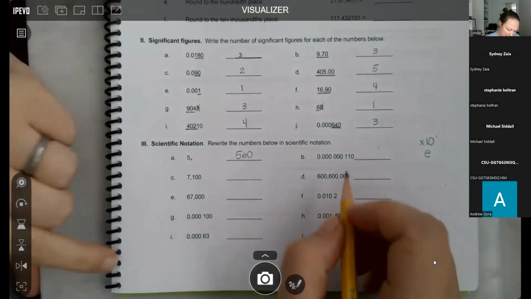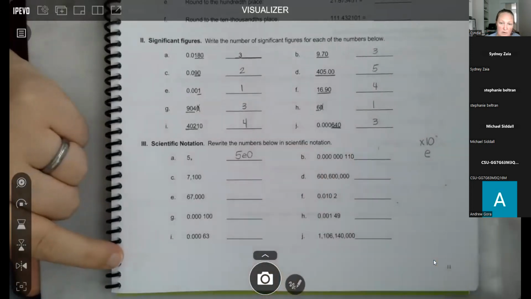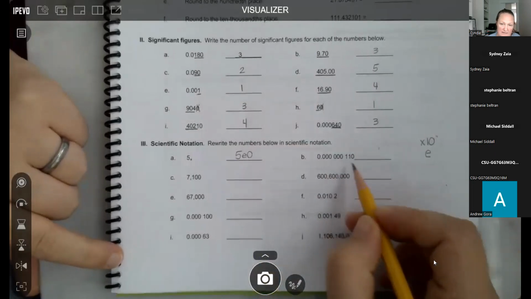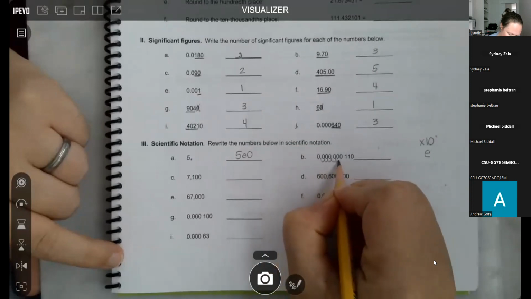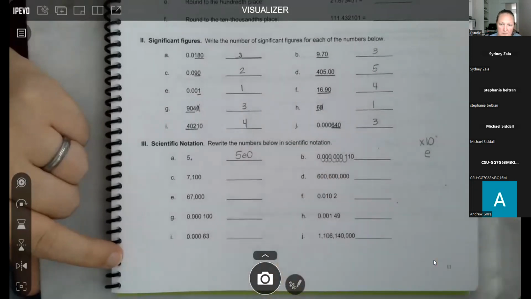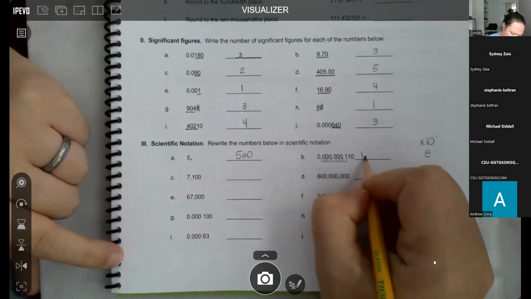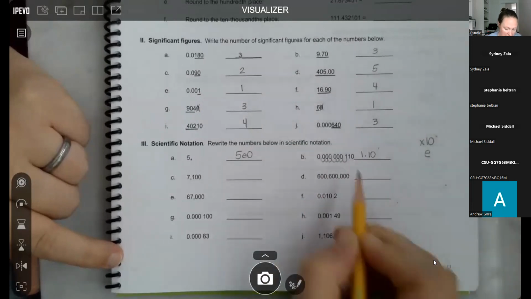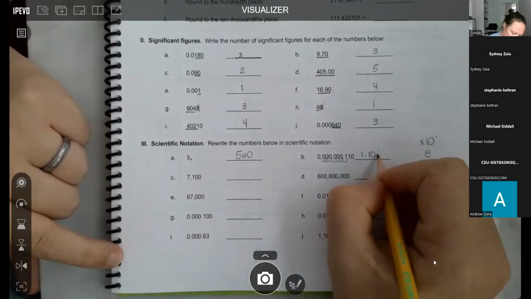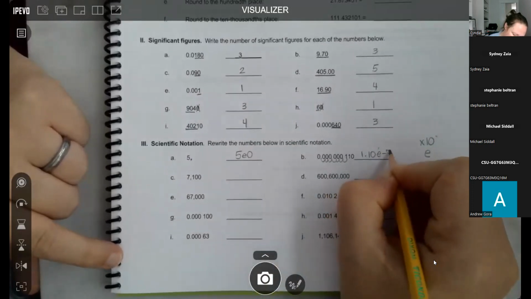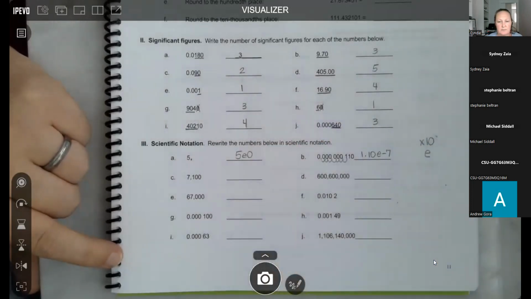Okay, moving on to this one. In order to get this number between 1 and 10, we need to move the decimal place. So 1, 2, 3, 4, 5, 6, 7. So we have 1.10. We have to include this 0 because it's significant, and then e to the negative 7. No spaces. So hopefully that makes sense to you.